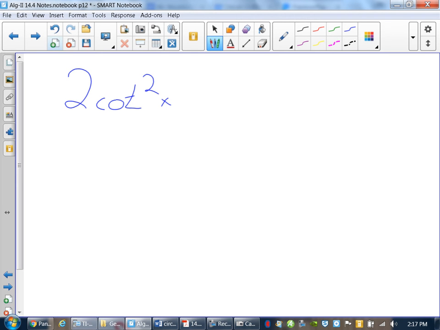Oh, sorry, that's cotangent to the fourth. Two cotangent to the fourth x minus cotangent squared of x minus 15 is 0. I think I know what you're going to do. You're going to move the 15 over, divide it all by 2... No, you can't divide all of it by 2. Correct. You need to factor out the cotangent.